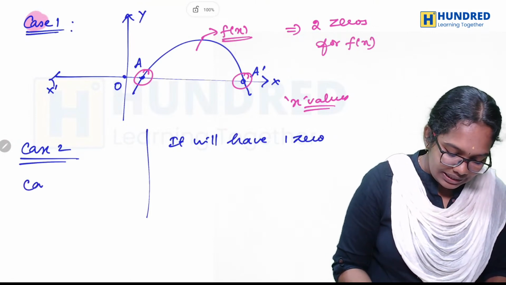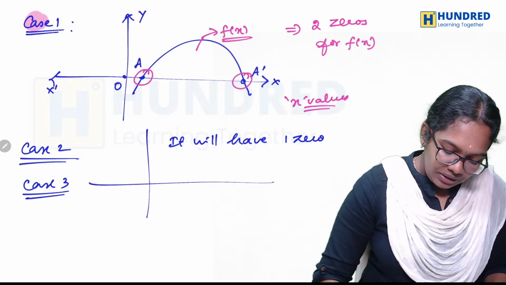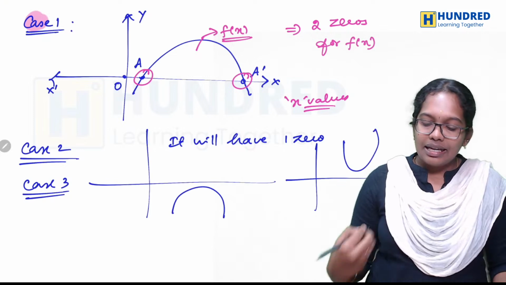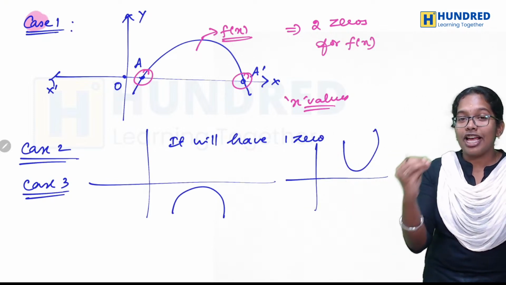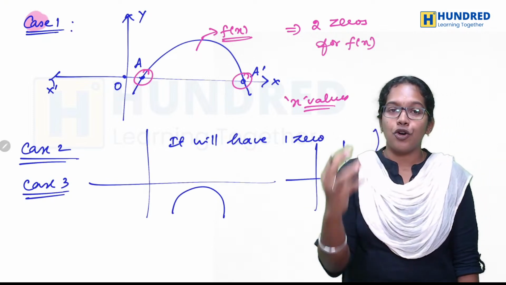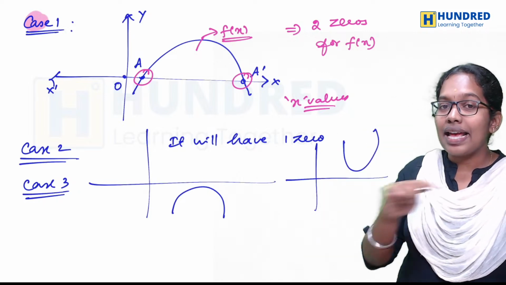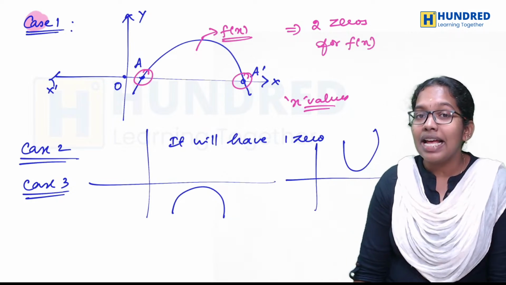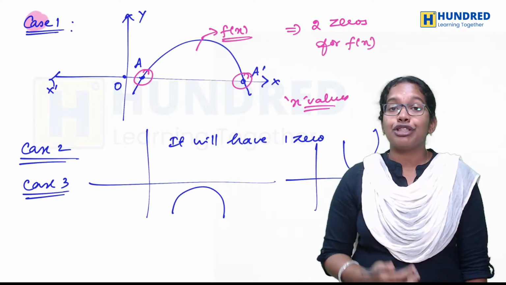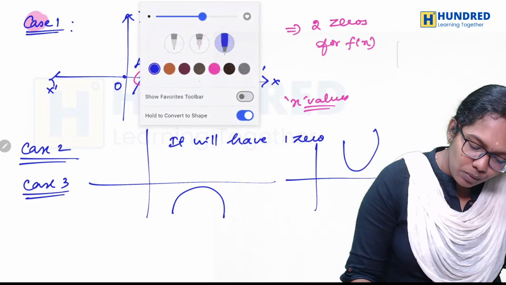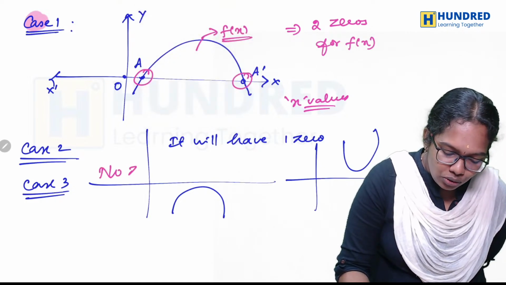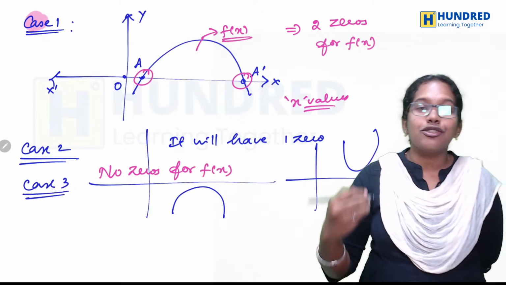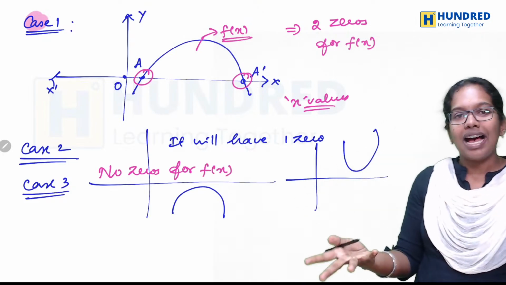Okay, then case 3 would be, if the curve of the f of x polynomial doesn't touch the x-axis, then it means there will be no zeros for this particular f of x. What is meant by that? There will be no zeros for f of x. If it is not touching the x-axis, it does not have any zeros.